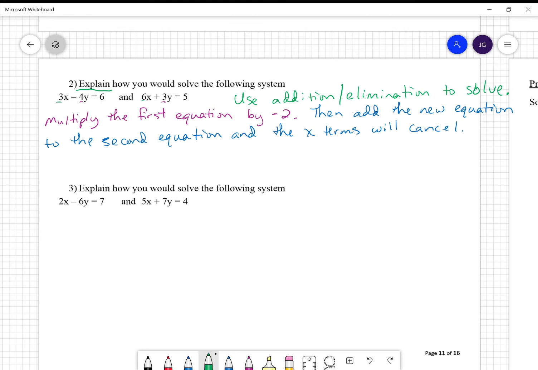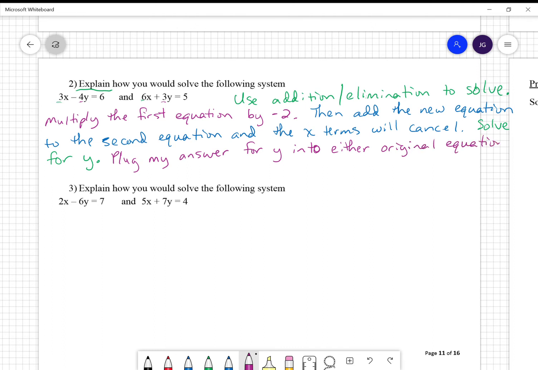Continue solving for y. Then I'm going to plug my answer for y into either original equation and solve for x.